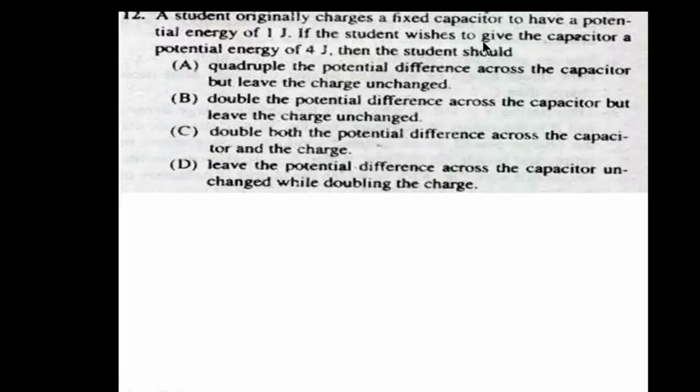If the student wishes to give the capacitor a potential energy of 4 joules, then the student should: quadruple the potential difference across the capacitor but leave the charge unchanged, or double the potential difference across the capacitor but leave the charge unchanged, or double both the potential difference across the capacitor and the charge, or leave the potential difference across the capacitor unchanged while doubling the charge.